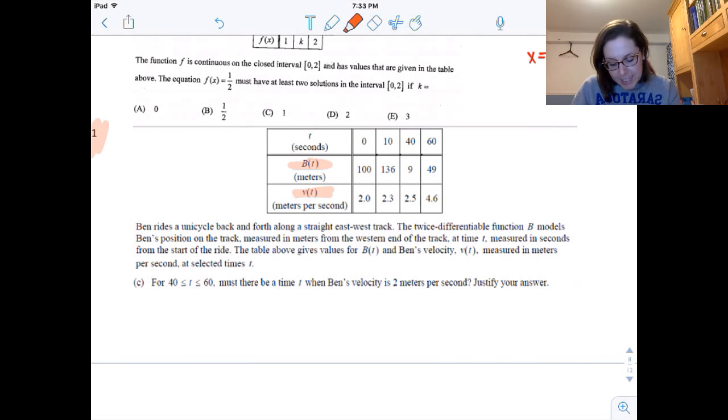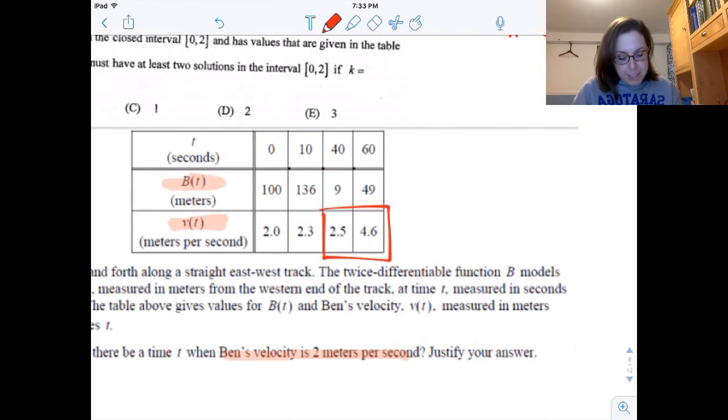Is there a time where his velocity must equal 2 meters per second? So my gut reaction is they're asking about velocity. Let me look at velocity. On 40 to 60, does it look like there that needs to equal 2? I would argue no. So IVT does not prove this. But the problem is we're given his position curve. And so let me look at position between those two values.